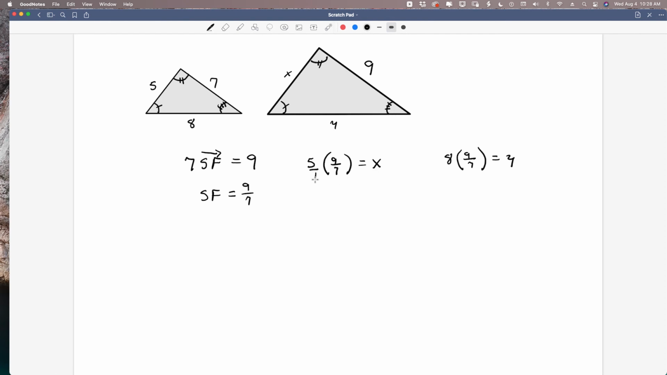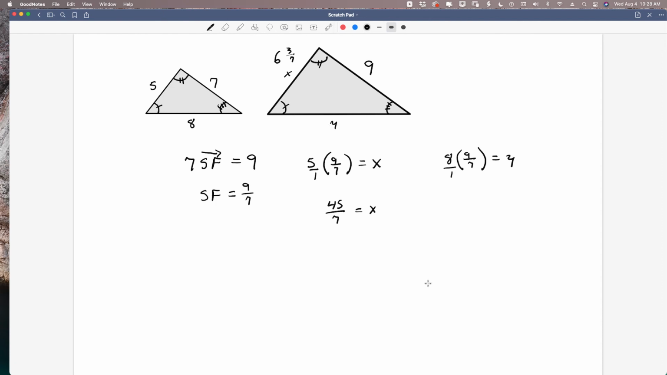So we put this over 1 to make it a fraction, to make it easier to do. And I'm going to pull out my handy dandy calculator. And I know that 5 times 9 is 45. So 45 over 7 is equal to x. And if you wanted to do the math, you could say that that's going to be 45 divided by 7 is 6 with a remainder of 3. So x is going to be 6 and 3/7 of whatever unit of measure that is.